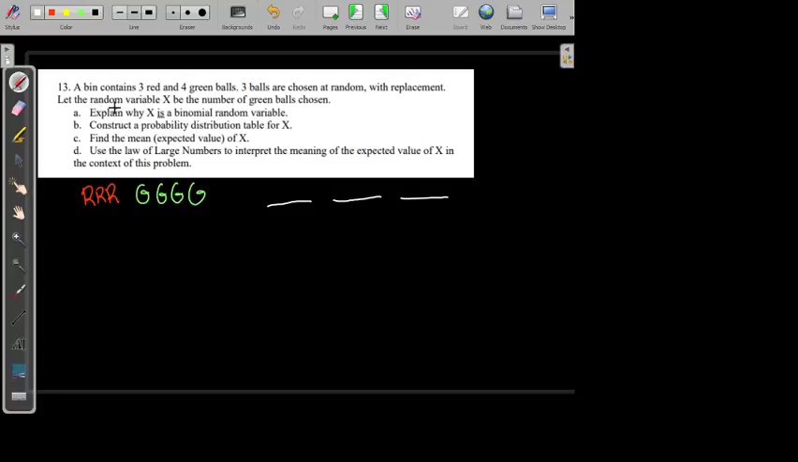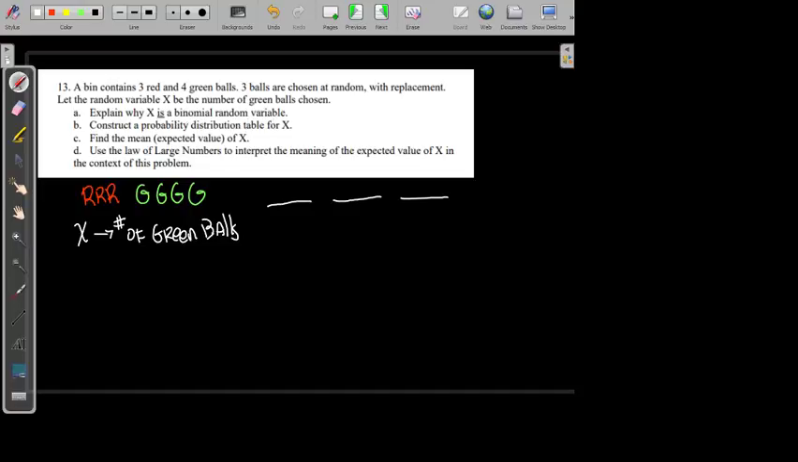Let the random variable X be the number of green balls. So another thing that we have to remember: this means the number of green balls. Okay. Explain why X is a binomial random variable.